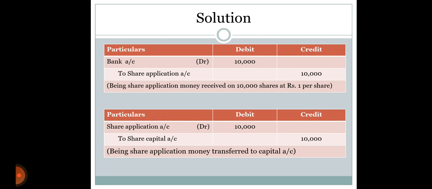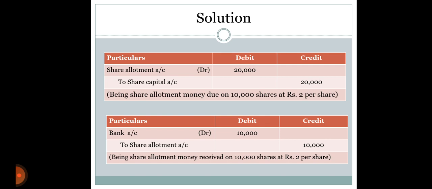And the next one is that amount transferred to share capital account. When the company received the share application money, that amount is transferred to share capital account. For that purpose, the company will make the entry: share application account debit to share capital account. The amount is rupees 10,000.